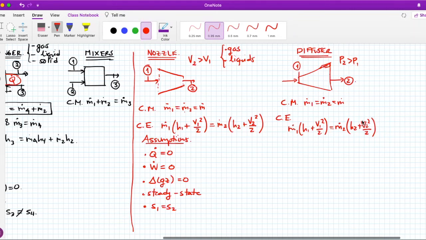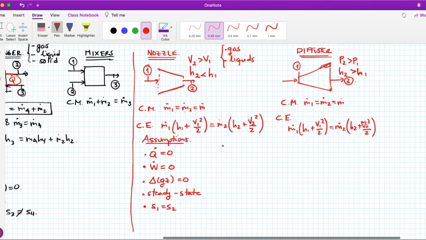But then the problem will tell you if this is a diffuser or a nozzle, because you need to know which one is going up or which one is going down. For example, in a nozzle, h2 is lower than h1 because you have used enthalpy in order to accelerate the flow. In this case, what you will be looking at most of the times is that h2 is higher than h1, because by decelerating or slowing down the flow, you will increase the enthalpy. Okay, that's what it's doing.